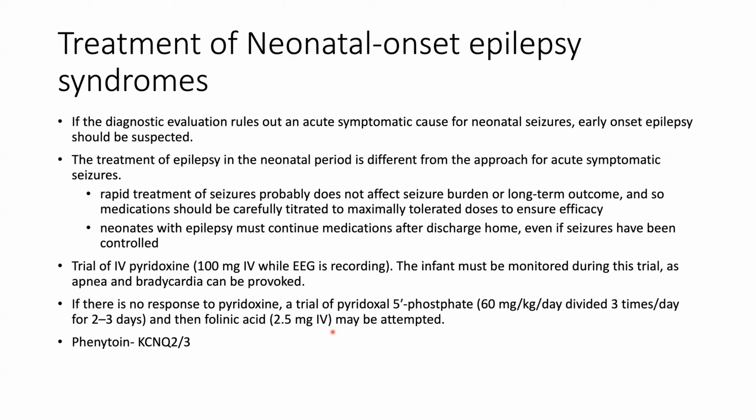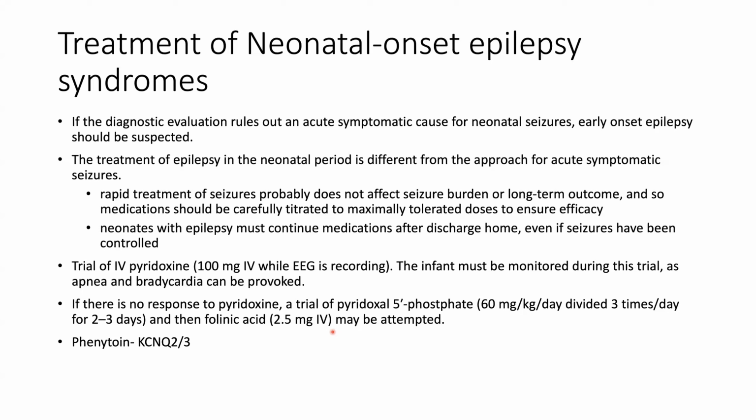So you need not be very aggressive initially. You can slowly titrate them, because you should think of tolerability in the long-term period, right? Because missing 1 or 2 brief seizures during the neonatal period is not going to affect them much. But if you give a very high dose and the child is going to be sedated, it may affect the child's quality of life, right?